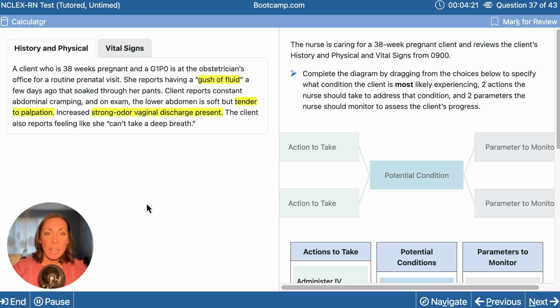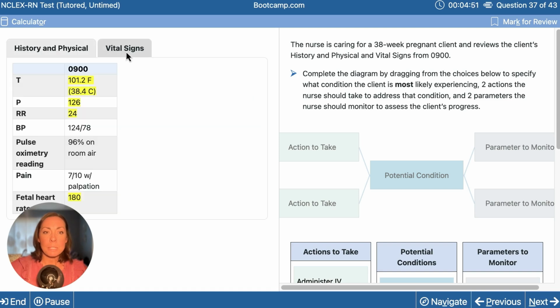So the client is 38 weeks pregnant, she's a G1P0, and she's at the obstetrician's office for a routine prenatal visit. She reports having a gush of fluid a few days ago that soaked through her pants, and the client also reports constant abdominal cramping, and on exam, the lower abdomen is soft but tender to palpate. She has an increased strong odor vaginal discharge that's present, and she also reports having difficulty taking a deep breath.